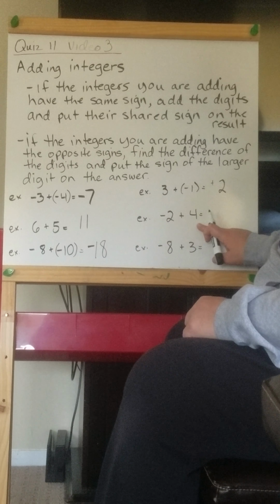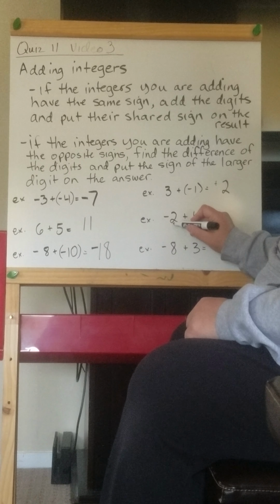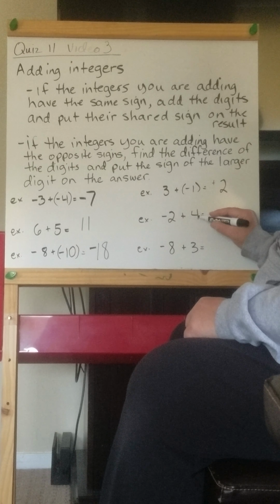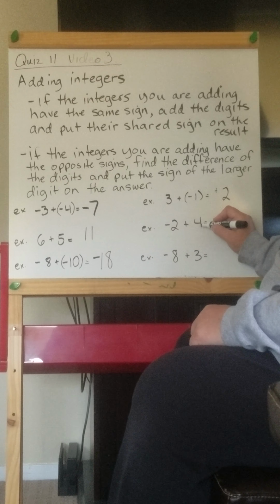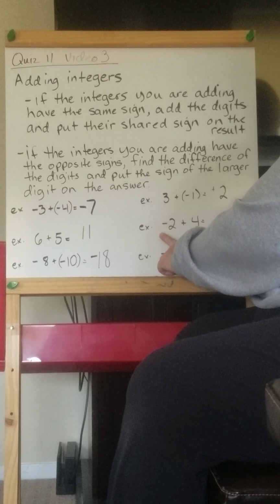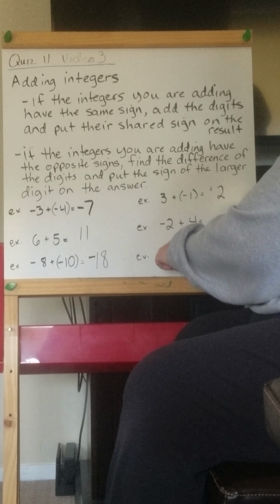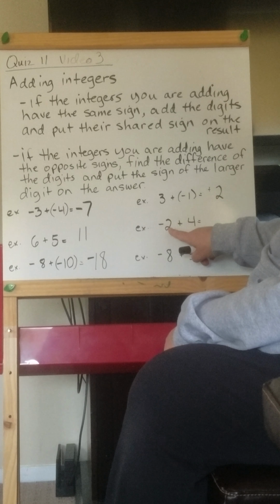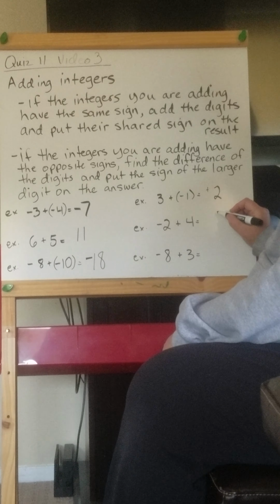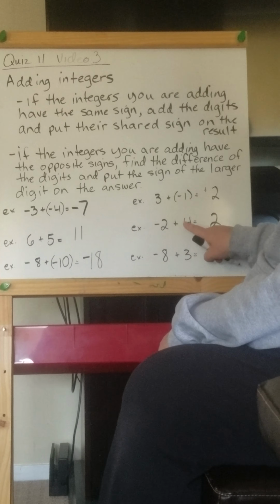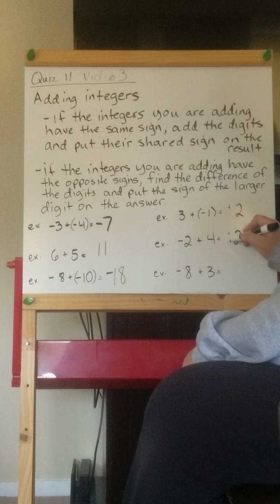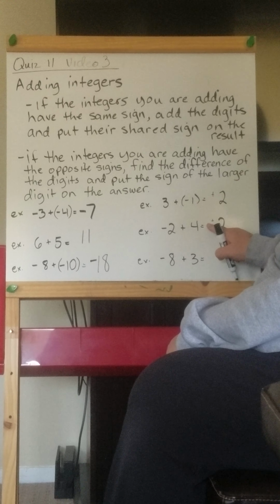All right, the next example, we have a negative 2, and we are adding, I hope you understand that this is a positive 4. Even though there's no plus sign there, it's understood to be a positive 4. So again, they're opposite signs. So we find the difference. Well, the difference between a 2 and a 4 is 2. And which is bigger, a 4 or a 2? Well, 4 is bigger. So again, we have an answer that's a positive 2. All right, and it's not important to put the plus sign, but just so you know that it's a positive, I put it there.